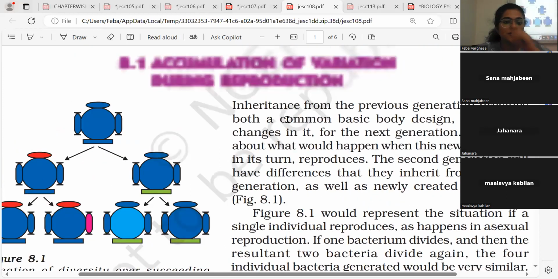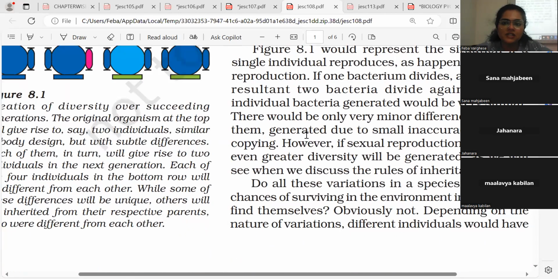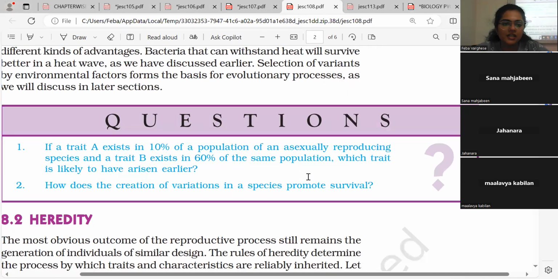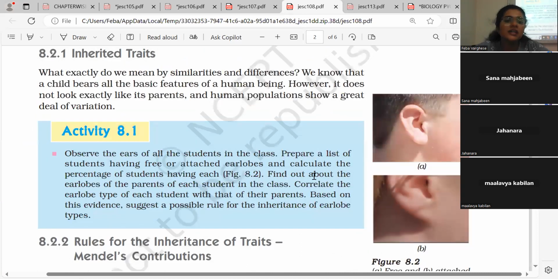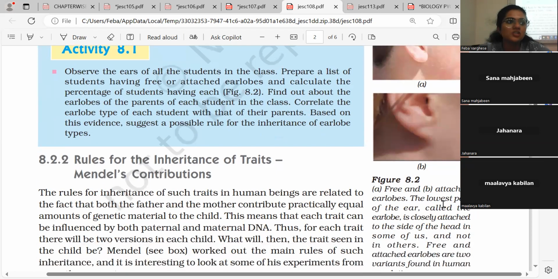Heredity. What to say about heredity? Accumulation of variations during reproduction. Yes, variations keep on getting accumulated, and that's what is leading to evolution. Right? So it's of great importance. And then heredity, about the inherited traits and acquired traits. What is the difference between inherited and acquired traits, guys? From the parents, you are getting lots of genes and traits, and it's passed on from one generation to other because it's associated with your genome. It's there in your DNA, so it's transferred from one generation to other. That's the inherited trait. Examples you can write: free earlobe, attached earlobe, texture of your hair, the color of your skin, your blood group. All of these are inherited.